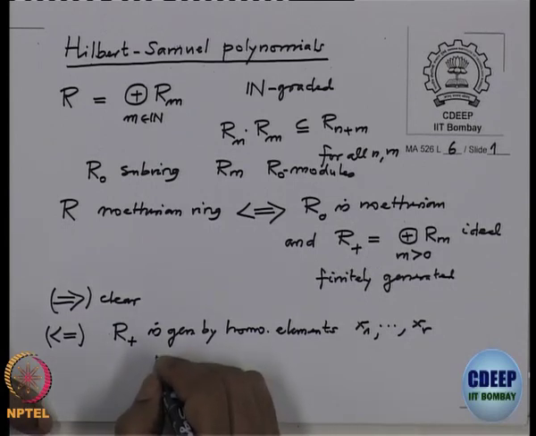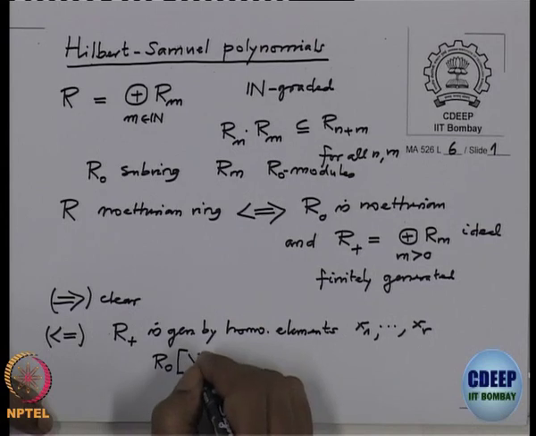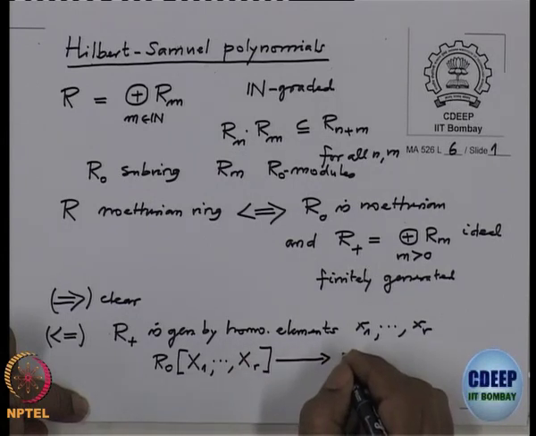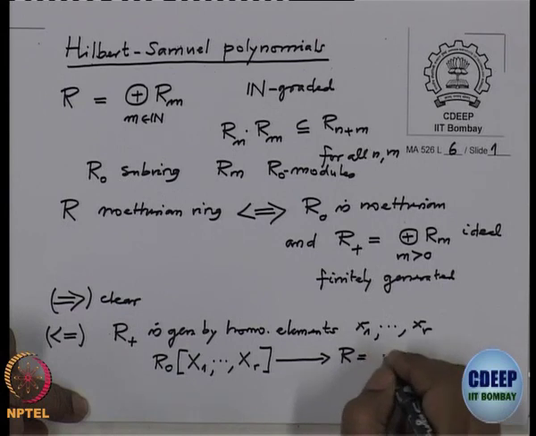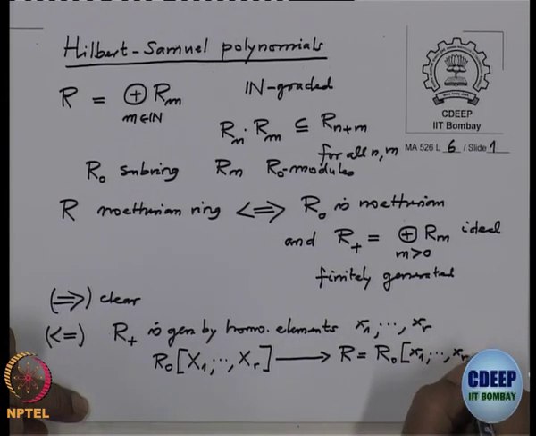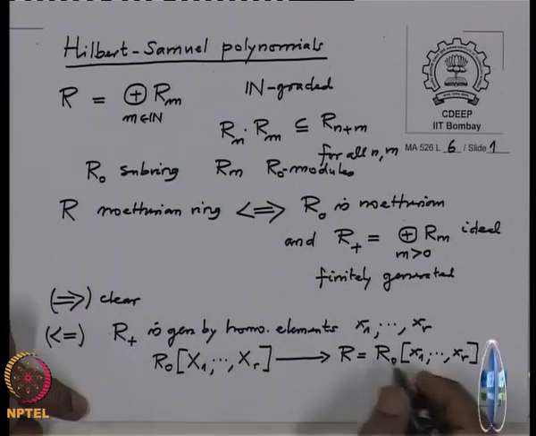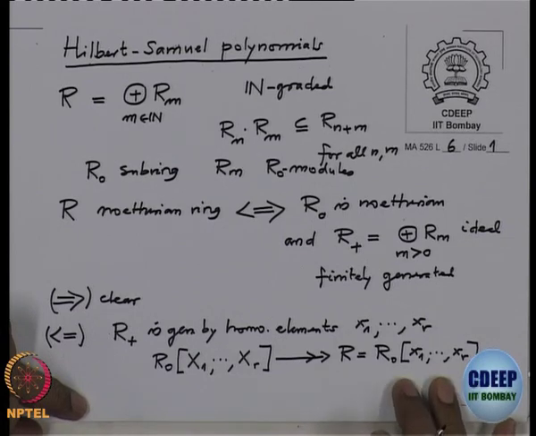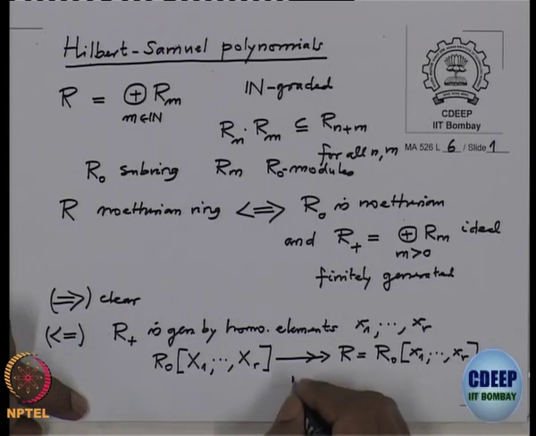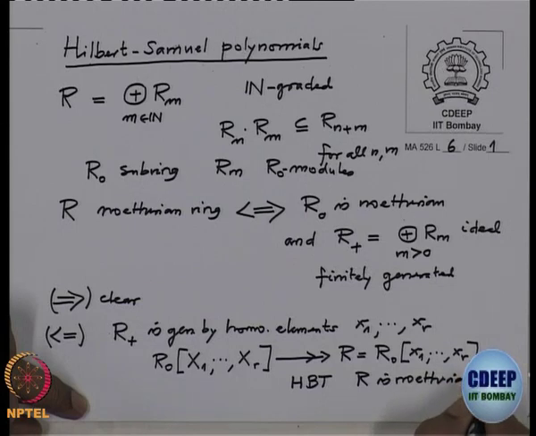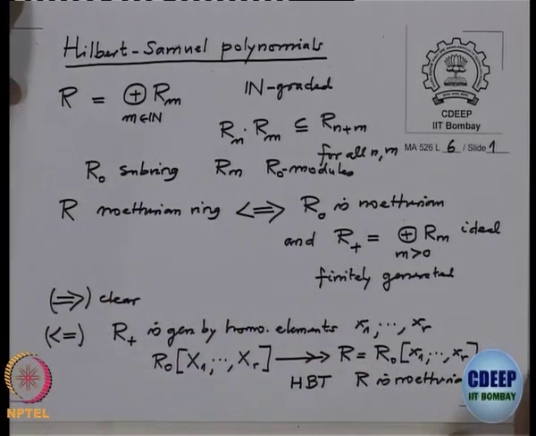Then the map from the polynomial ring R0 x1 to xr to R, R is generated as an algebra by this x1 to xr over R0. So there is a natural surjective map from here to here, and because this is Noetherian by Hilbert basis theorem, R is Noetherian. That is usually the basic assumption we will make always. All right.